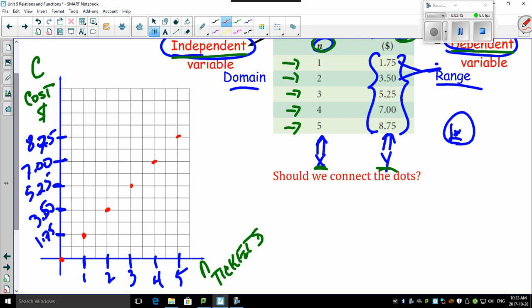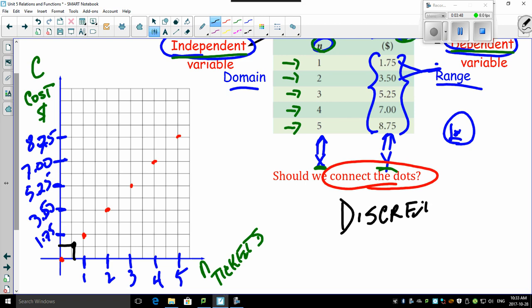Again, ask yourself a question. Should we connect the dots? Well, what does a connected dot mean? A connected dot would mean that you could buy half a ticket. Well, go ahead and try to buy half a ticket. It ain't going to happen. Half a ticket means you ripped your ticket in half and it's worthless. So these values in between have no value, no meaning, right? So, of course, this then is called discrete data. And that's how you do this question.